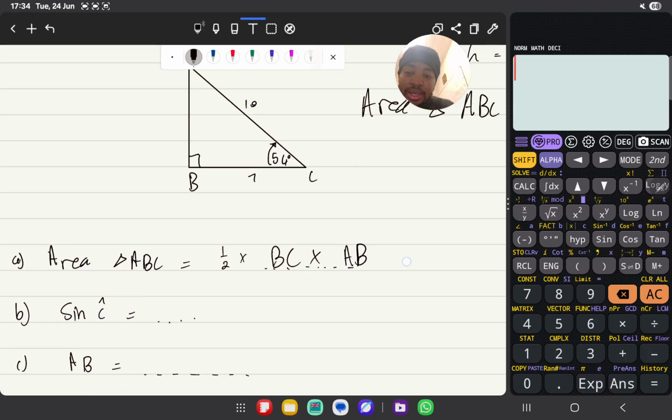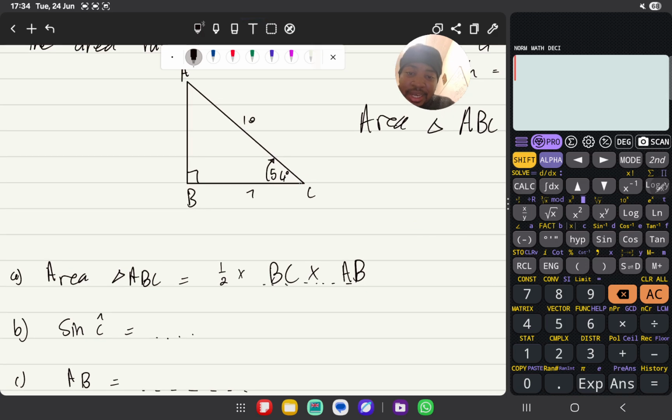And now the question is, what is sine C? We have angle C here, which is 54 degrees. If you have forgotten, sine theta is just opposite over hypotenuse. This is the side opposite to theta, and this is the hypotenuse of the triangle, which is the longest side of the triangle, of course.